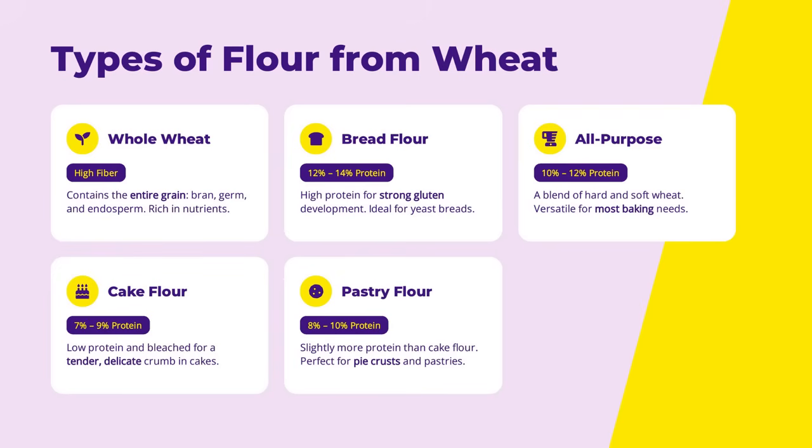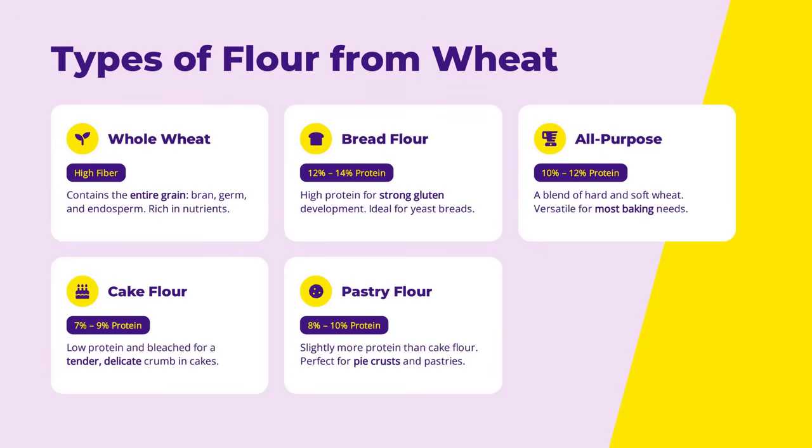The second type is bread flour. Bread flour contains approximately 12 to 14% protein. This high protein level develops strong gluten, making it ideal for yeast-raised bread. The third type is all-purpose flour. All-purpose flour contains about 10 to 12% protein and is prepared by blending hard and soft wheat. It is versatile enough for most household baking applications.